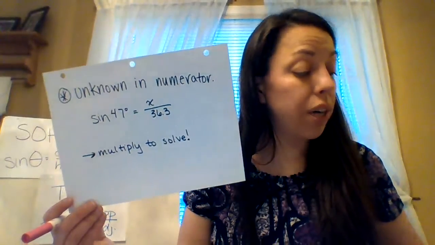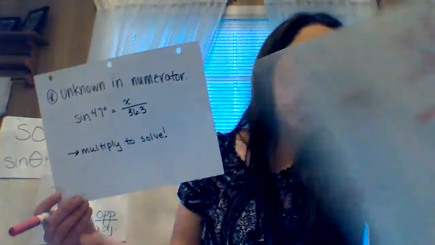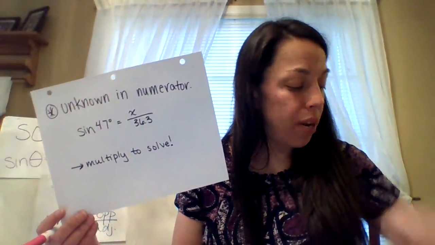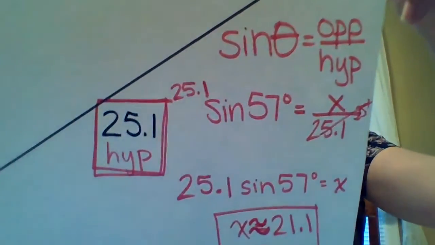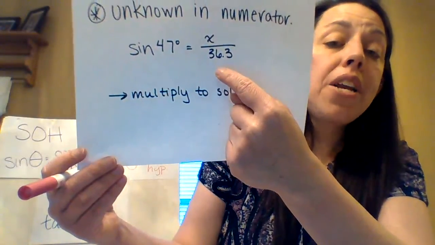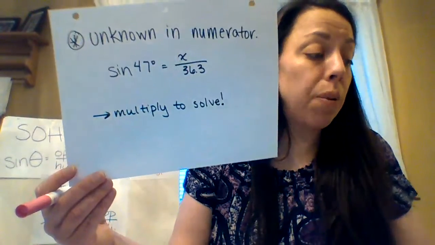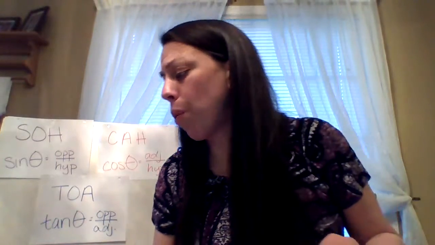Just a minute ago, here's the example. We did 7.1 times the tangent of 43 degrees. The other example we did before that, we did 25.1 times the sine of 57. When your unknown is in the numerator, you automatically are going to multiply to solve. That's a very important note. I would make sure to have it written down, so rewind if you want.